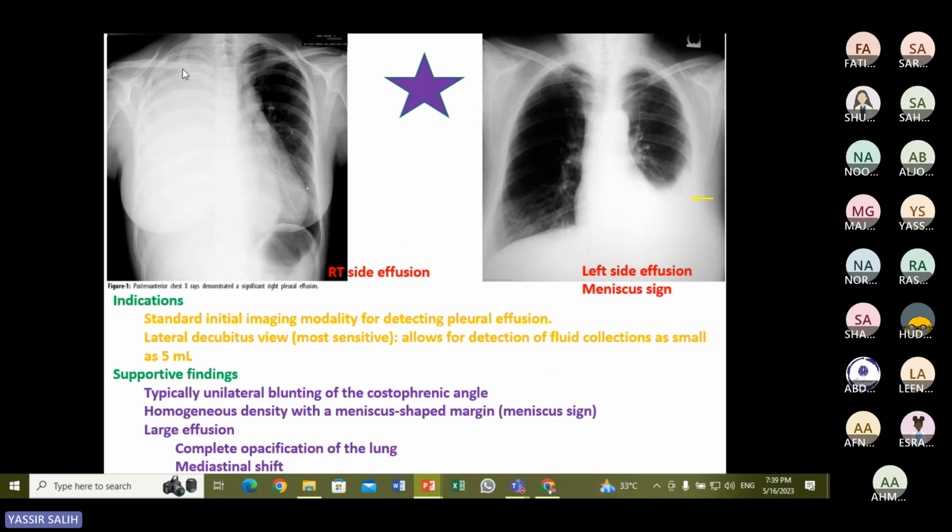This is a huge gross pleural effusion. A medium amount can cause obliteration or blunting. Pleural effusion may be blunted in a small amount. If the collection is small, it just causes blunting or obliteration. Blunted means the angle is not normal, it is not a sharp angle. It becomes blunted or obliterated.